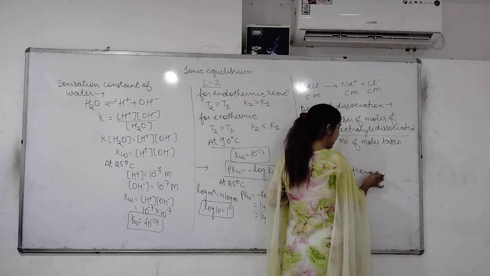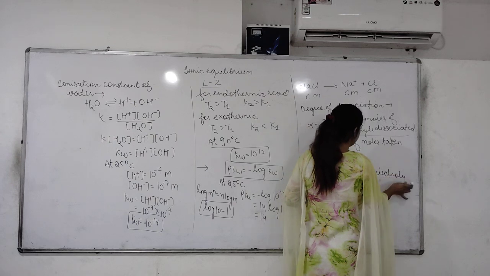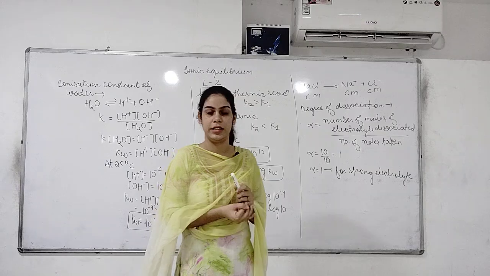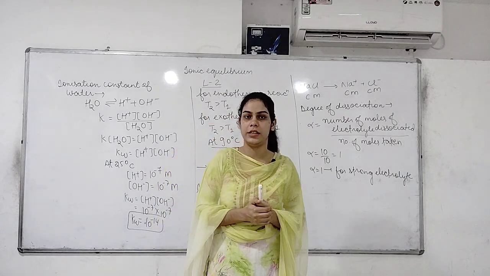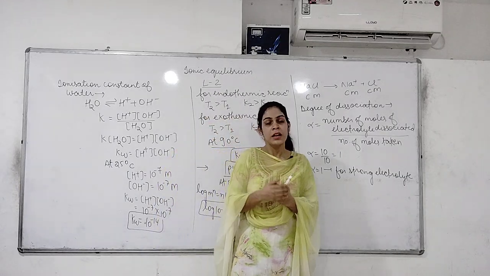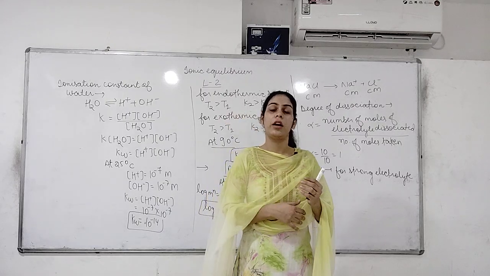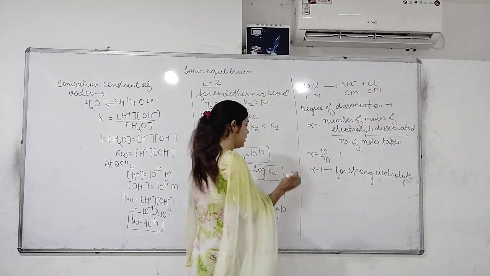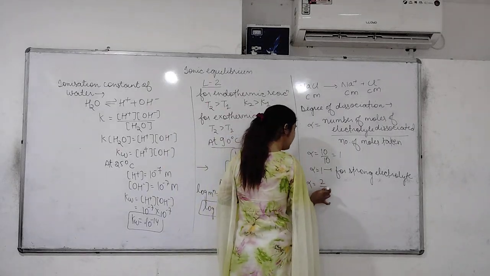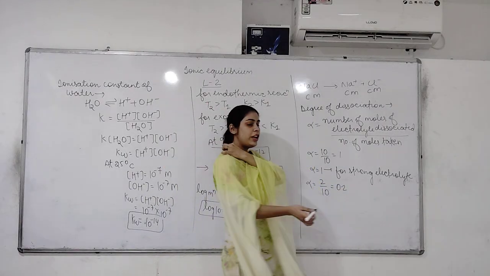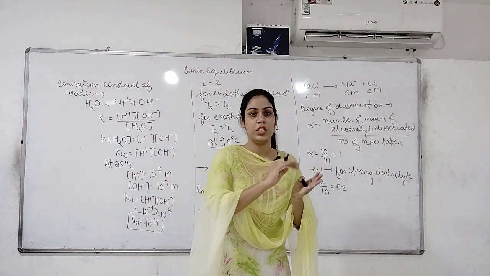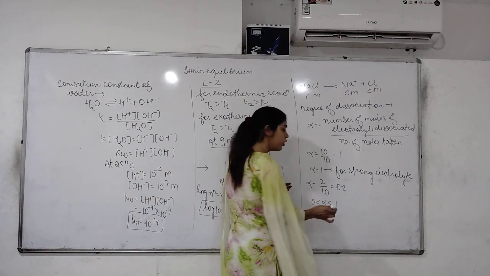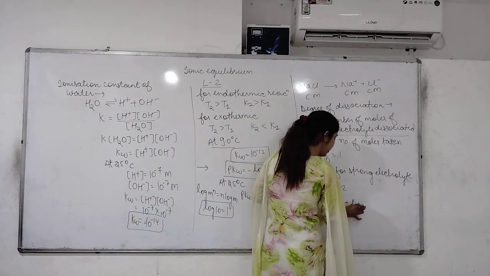But for weak electrolyte, I have already told you in previous video that they show partial dissociation. They do not get dissociated 100%. Their dissociation is less than 100%, 70%, 50%, 10%. So if I take 10 moles of an electrolyte and only 2 moles get dissociated, let's check the value of degree of dissociation: 2 by 10, that is 0.2. So weak electrolyte always have degree of dissociation ranging between 0 and 1.